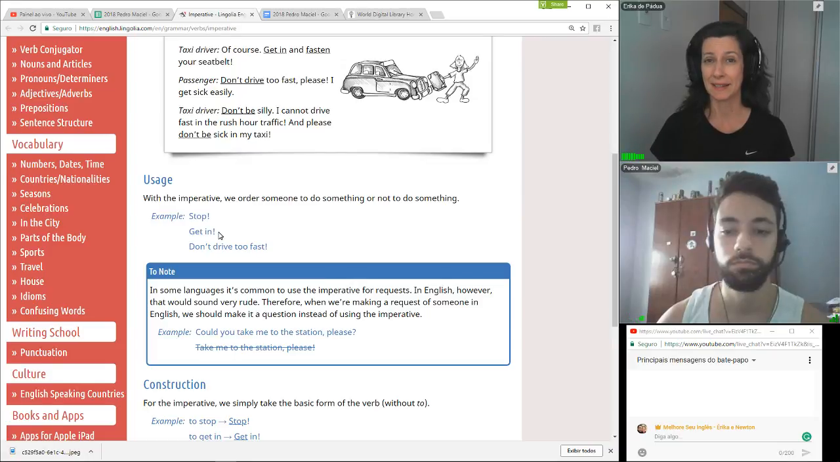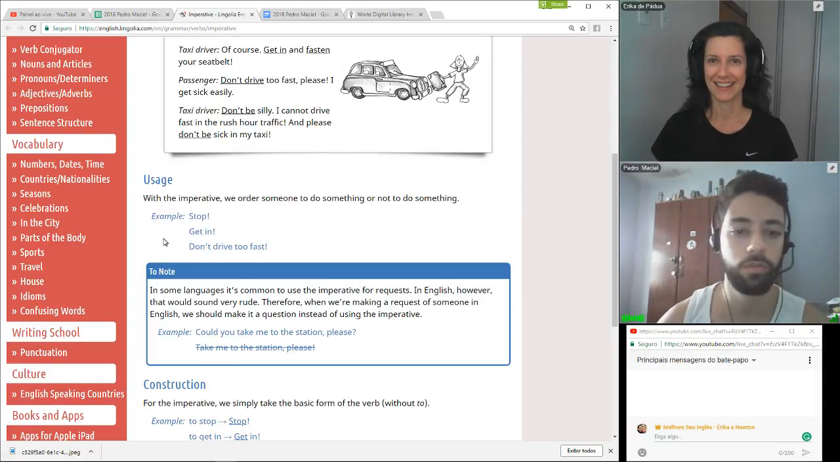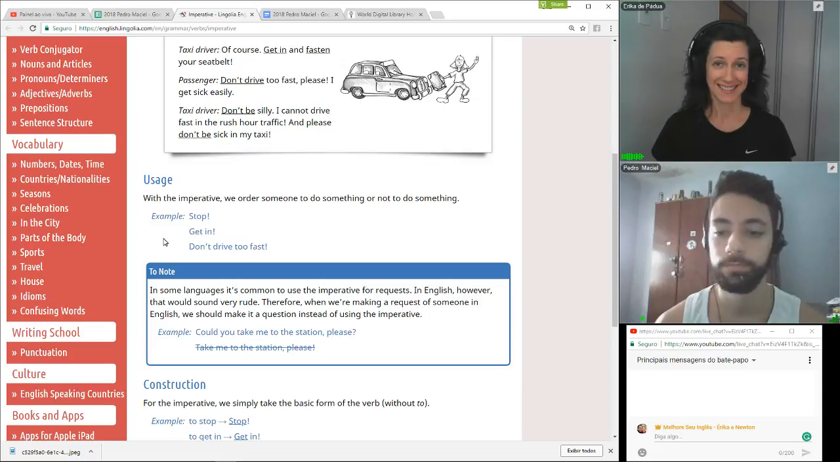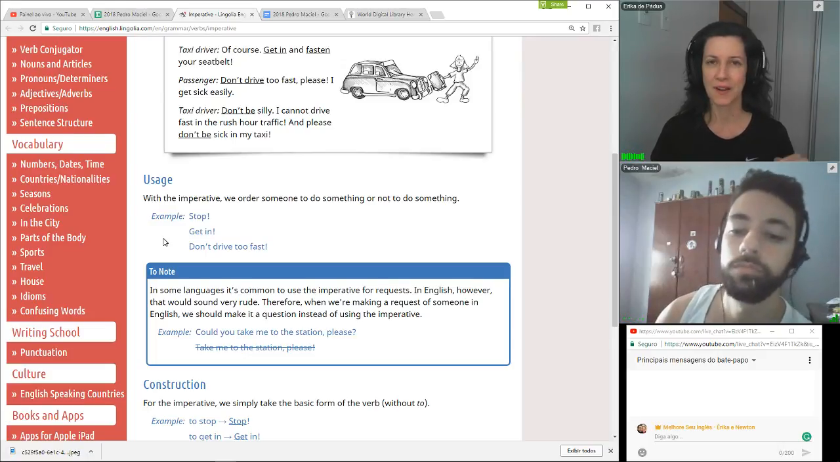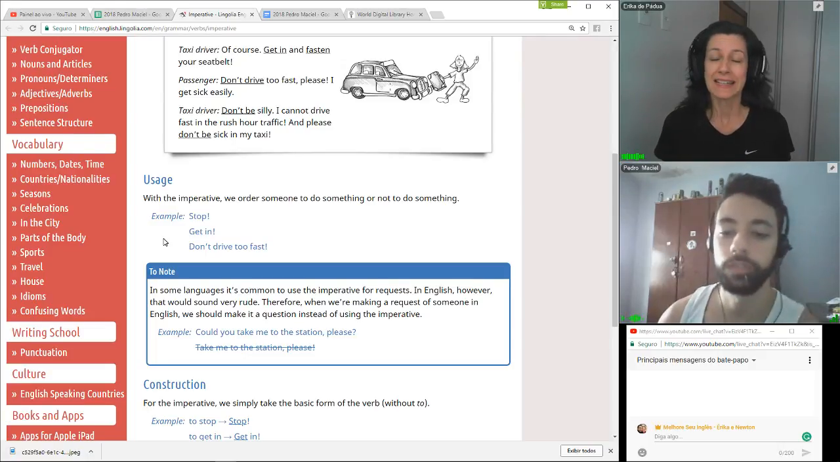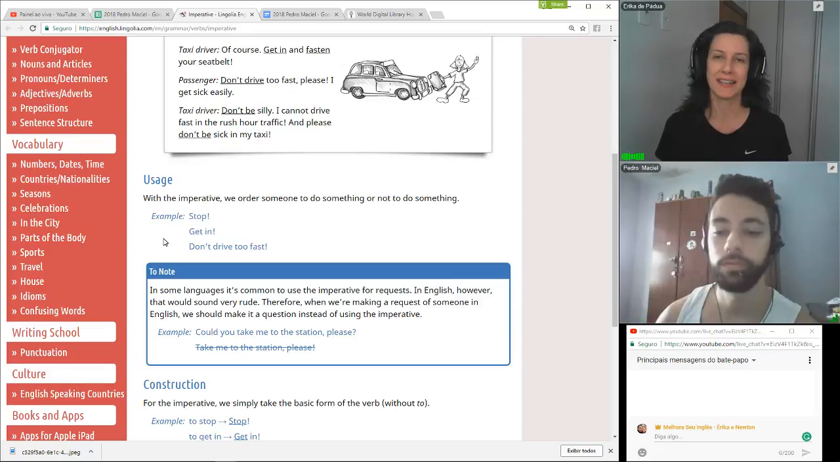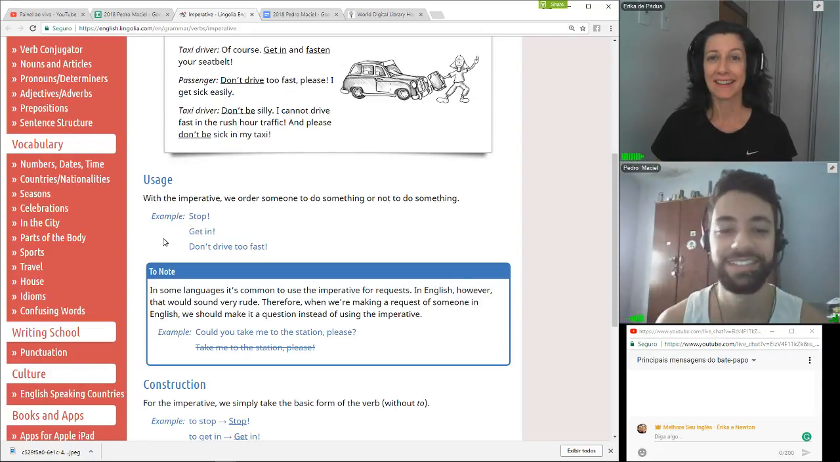What about the negative? We use the auxiliary do plus not. Don't. Do we use doesn't? No, we don't. So it's very, very straightforward, very simple. Sometimes we just say don't. We don't even say the verb. Like, just don't. Meaning like, don't start, don't do this, don't go there, right?